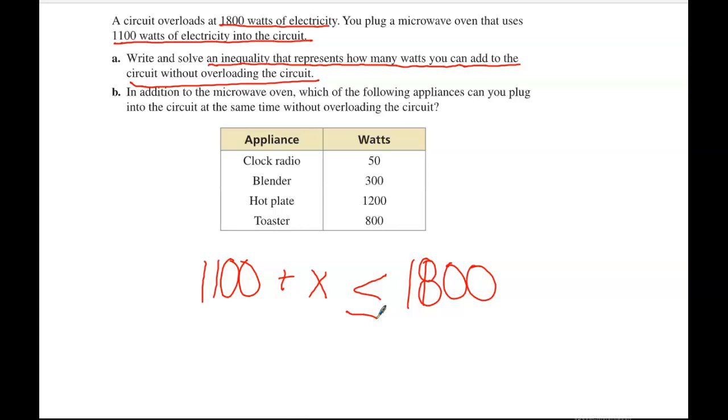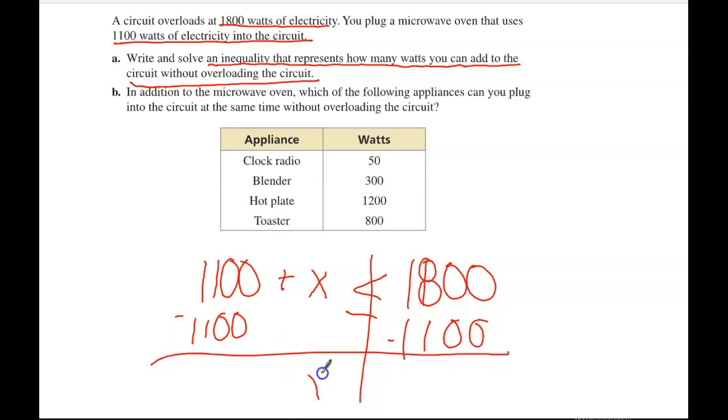This is kind of like that pool one that you had on your assignment, the maximum capacity. Okay, how do you solve it? You subtract 1,100. I get x is less than or equal to 900. Did it tell us to graph it? Nope. Okay, but B says, so this is your answer to part A.